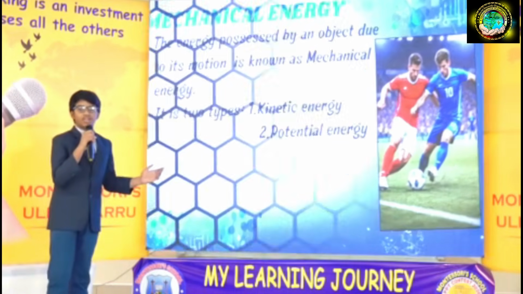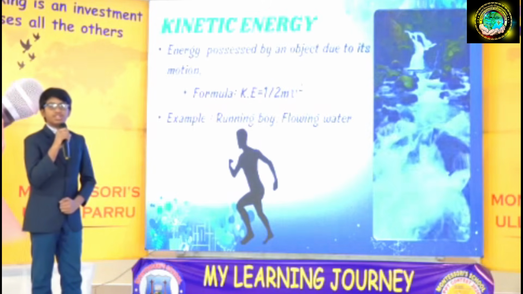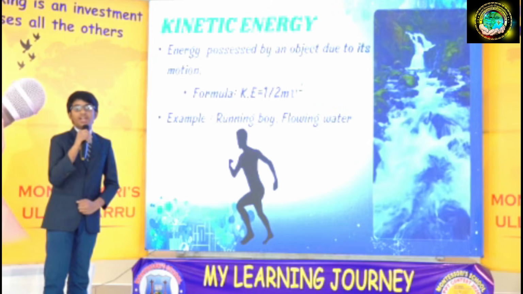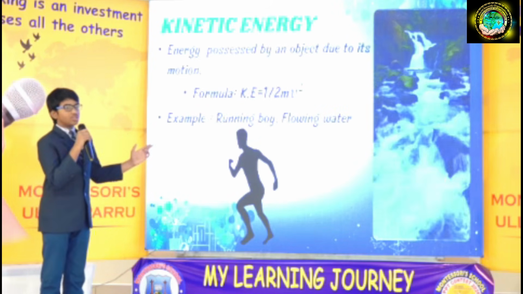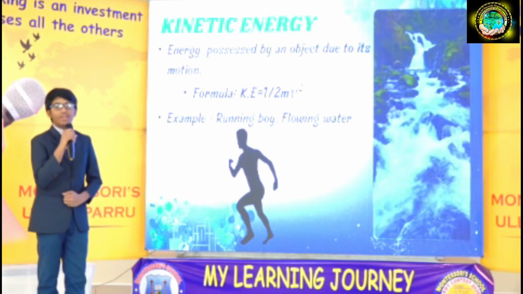Let us discuss about kinetic energy. The energy possessed by an object due to its motion is called kinetic energy. It means whenever the object is in motion, it has kinetic energy. Let us discuss its formula. K is equal to half mv square. Here m stands for mass and v stands for velocity.